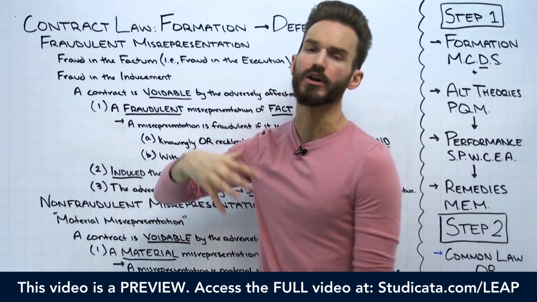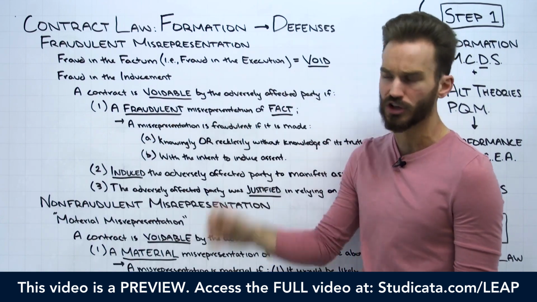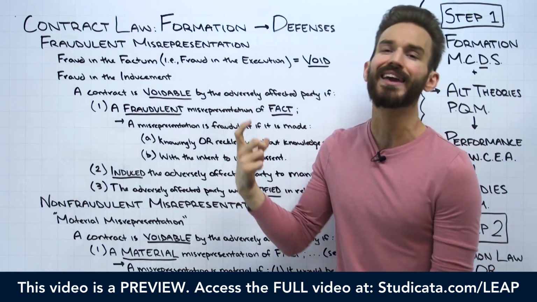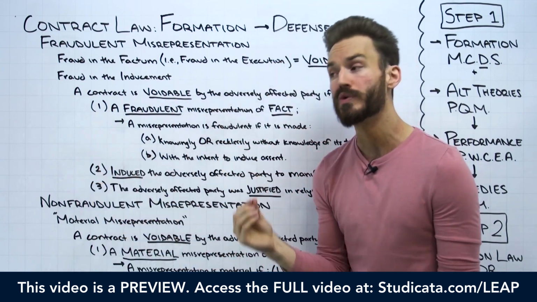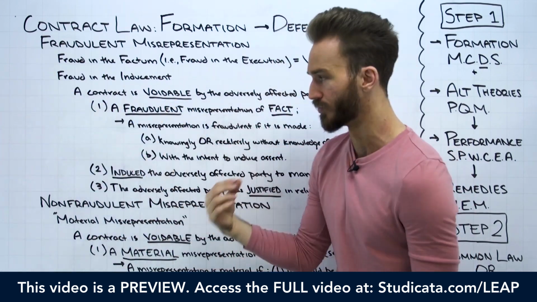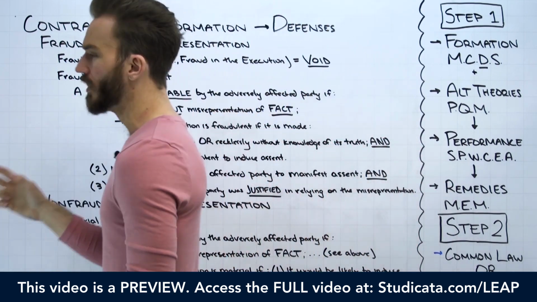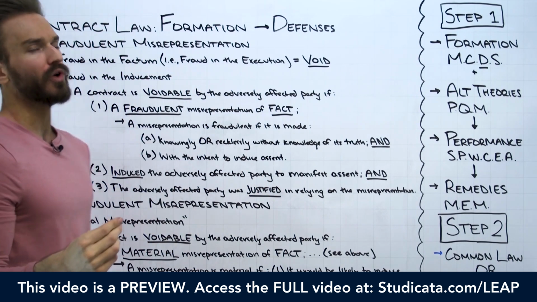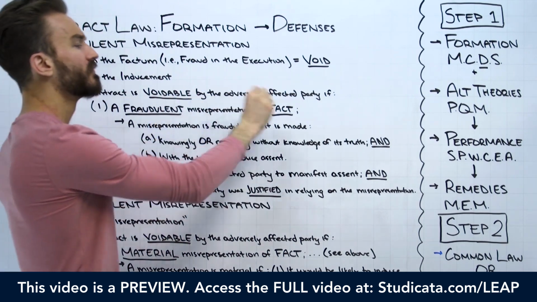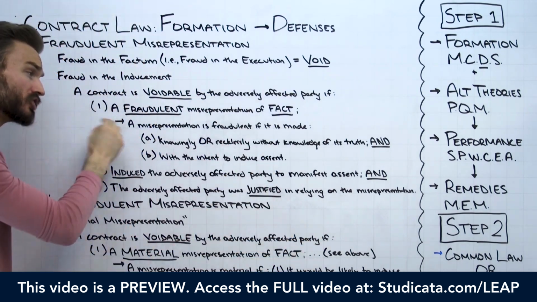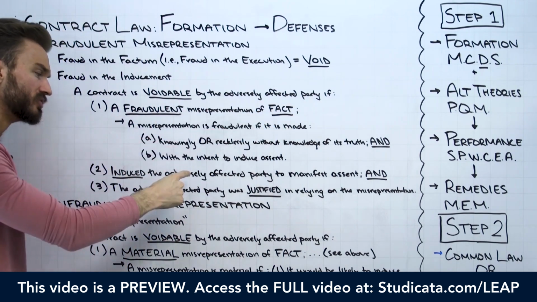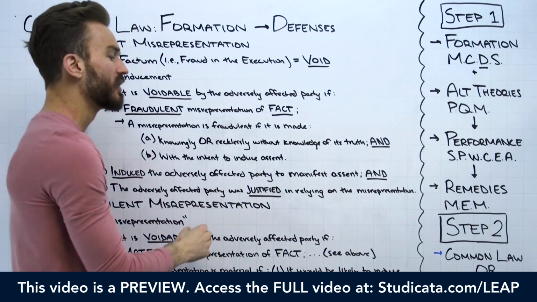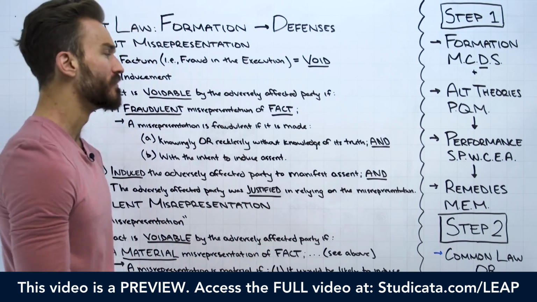Now, more commonly on a contract law fact pattern, you're not going to see fraud in the execution. You're more likely to see fraud in the inducement, where a party is making a misrepresentation in order to induce the other party's assent. And so, unlike fraud in the factum, this is not void, this is a voidable contract. And we say that a contract is voidable by the adversely affected party if a fraudulent misrepresentation of fact induced the adversely affected party to manifest assent and the adversely affected party was justified in relying on the misrepresentation.